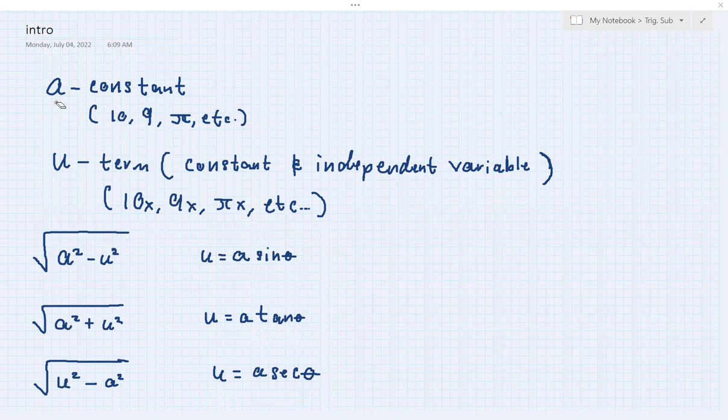So it could be rational or irrational, positive, zero, or negative. So pwedeng itong 10 lang, o kaya si 9, o kaya si pi, and many more examples pa. Okay? So yun yung tinatawag natin constant ha. Okay? Ito naman si u, let u be the term na may constant at independent variable. Tulad nito, 10x, 9x, pi x, and many more.